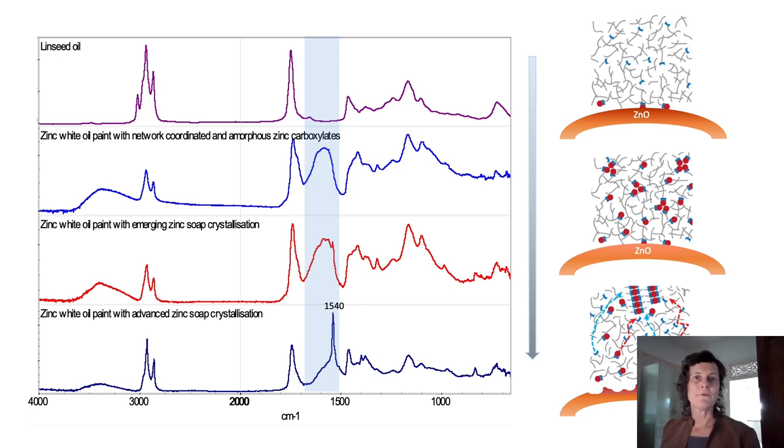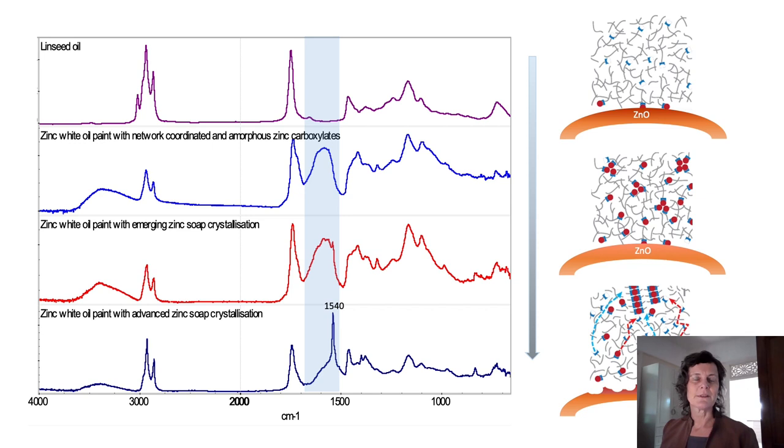The sequential process of oil polymerization, formation of network-coordinated zinc carboxylates, and ultimately zinc soap crystallization is very clearly reflected in FTIR spectra of zinc white oil paint. The absorption band of interest for zinc carboxylate coordination is indicated by the blue window in the infrared spectra here. Zinc oxide itself does not absorb in the wave number range shown. However, oil paints containing zinc white quickly develop a broad carboxylate peak between 1500 and 1650 wave numbers, characteristic of network-coordinated or amorphous zinc carboxylates.